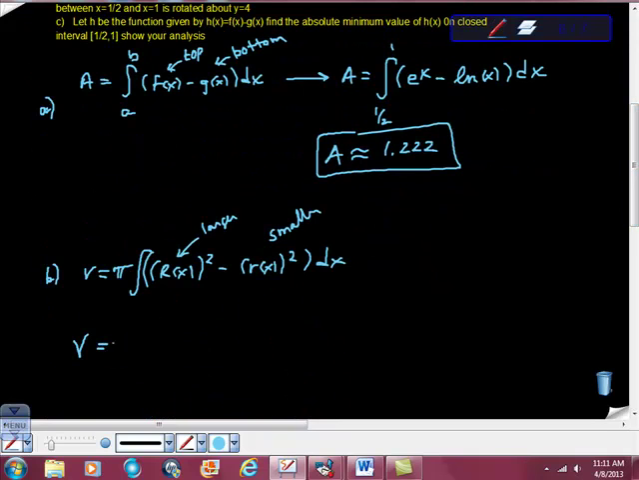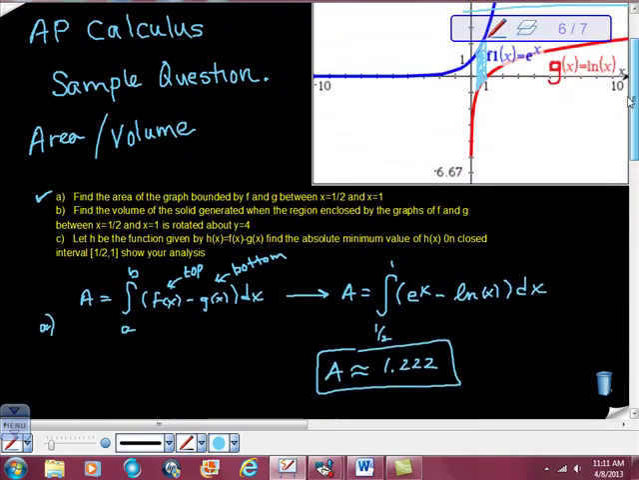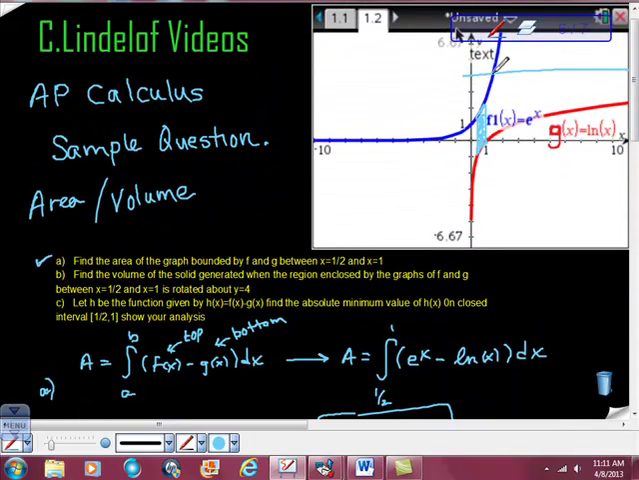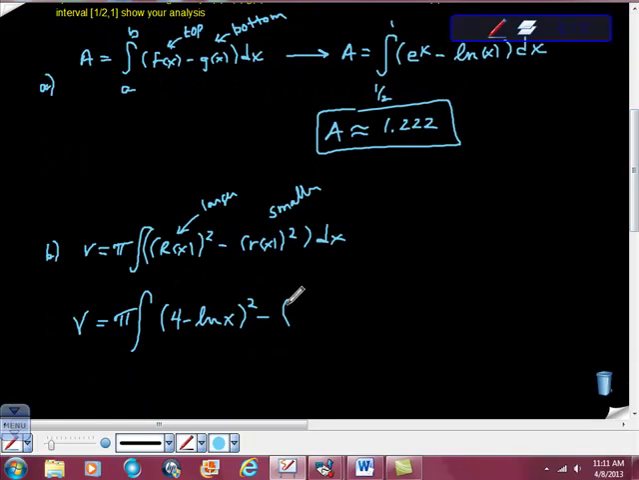So the volume of the specific region I'm looking for is 4 minus ln x, squared, minus, and what's the radius of the inside piece? That's the blue piece right here, should be 4 minus e to the x, shouldn't it? Squared. So 4 minus e to the x, squared. Remember, this square and this square come from this formula. And then I'm going to put all this to dx.